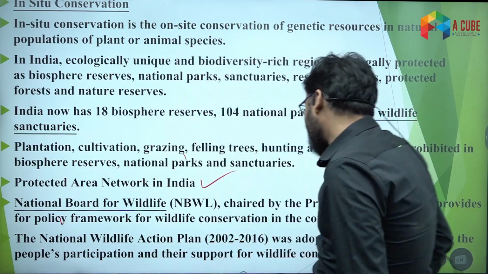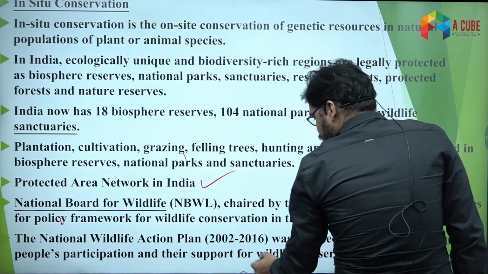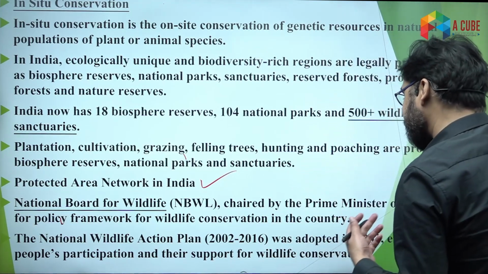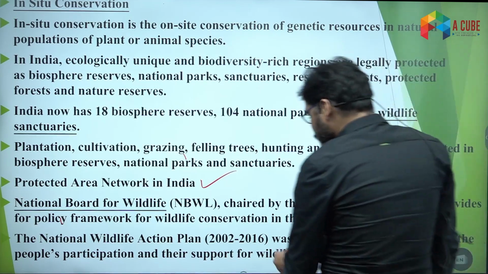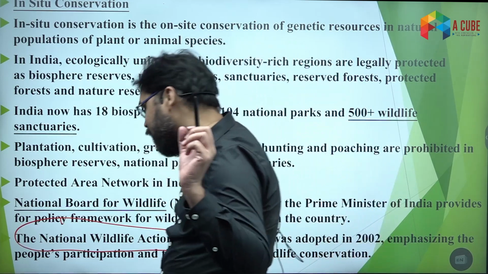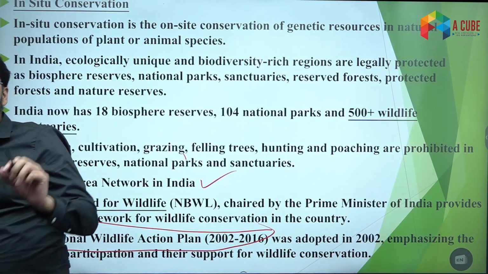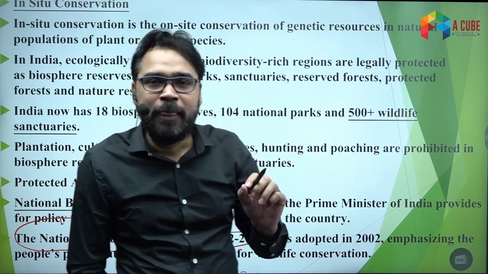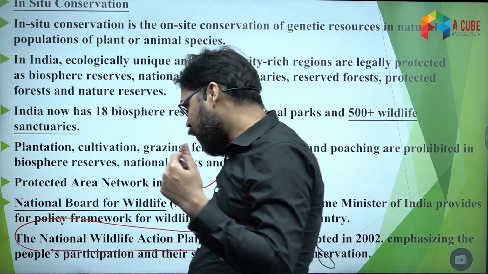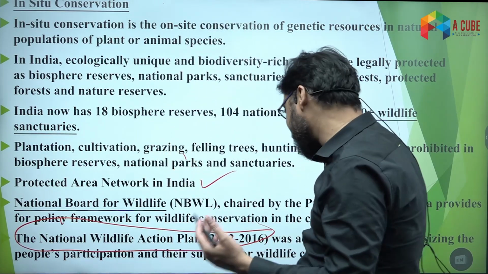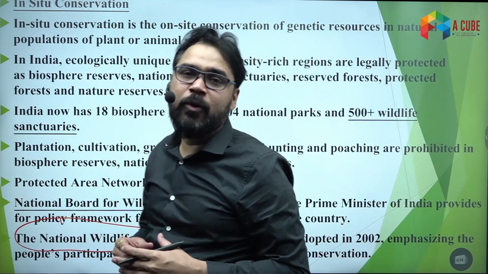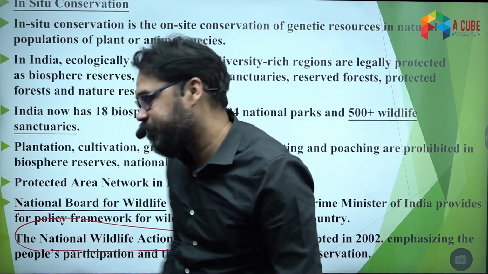The National Wildlife Action Plan, 2002 to 2016, was adopted in 2002, emphasizing people's participation and their support for wildlife conservation. Again, viewers, a question can definitely be framed on this. The National Wildlife Action Plan started in the year 2002. The focus was to increase people's participation in wildlife conservation, and to make people more and more aware about the activities that are taking place.